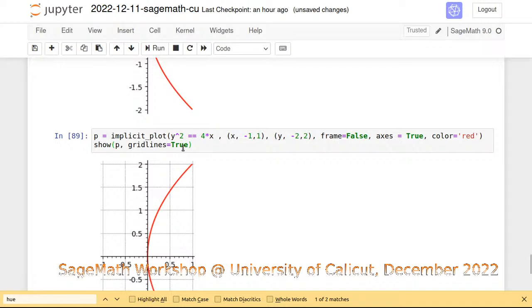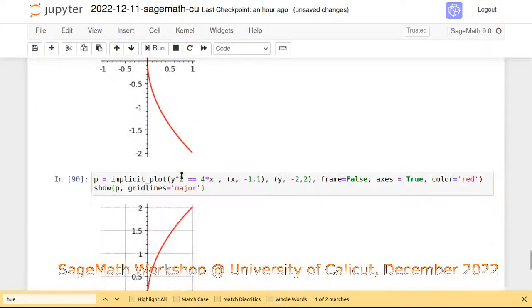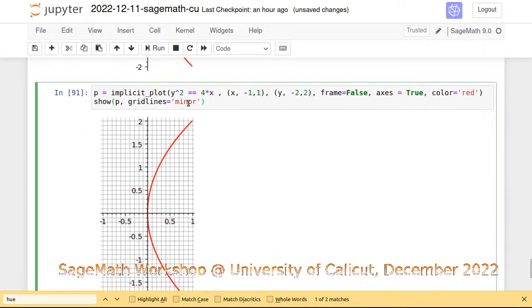There are two more options associated with these grid lines. One option is major. Let us see the difference between these two. Okay, what about minor? So grid lines are becoming much smaller. If you give major, which is the default, larger grids are shown, larger squares are shown. If you are using smaller ones, you need to use the keyword minor.